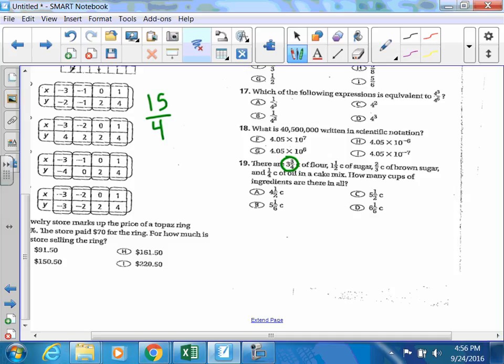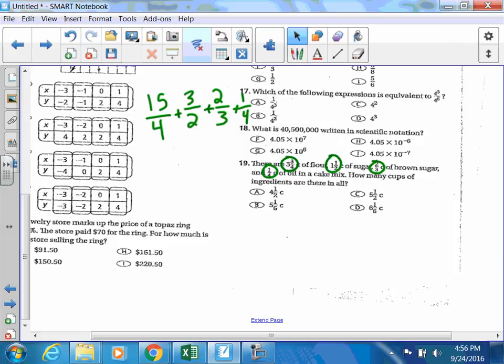1 1/2: take 2 times 1, which is 2, plus 1 is 3. So it's going to be 3 over 2. Takes care of that. Plus 2/3. Plus 1/4. Now we're going to add all this together to find out how many cups of ingredients there are total. We need common denominators. Between 2, 3, and 4, our common denominator will be 12. So we're going to times this by 3, this by 6, this 3 by 4, and this 4 by 3, to get 12 on the bottom.